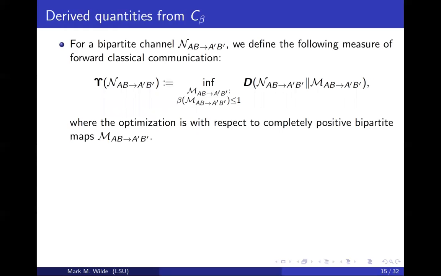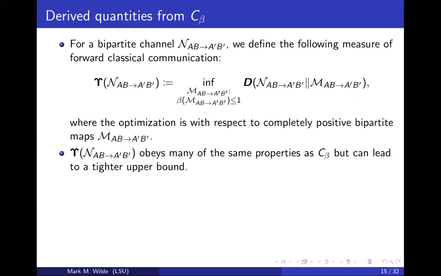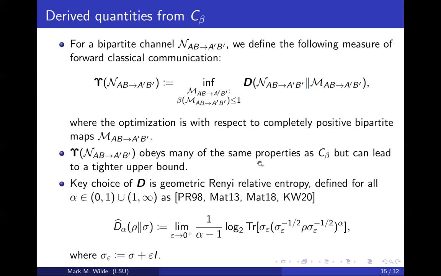And one thing you can prove pretty easily is that C beta will be greater than or equal to this Upsilon information. So if you're trying to give the tightest upper bound, it makes sense simply to go to the Upsilon information. Okay, so this is what we're saying. It obeys many of the same properties, but it leads to a tighter bound in general.